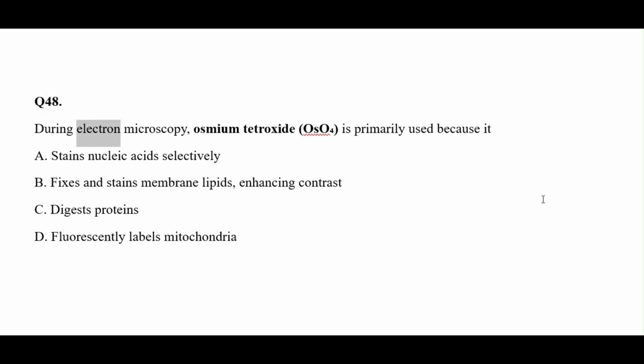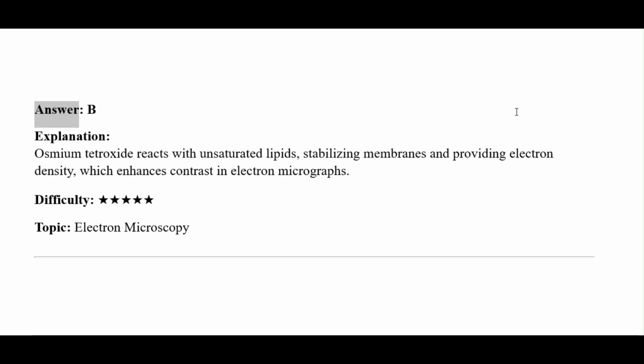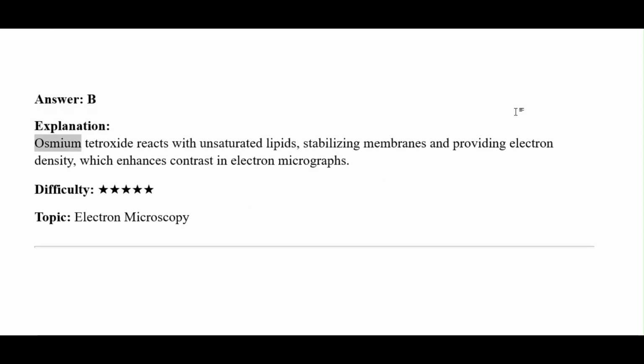Q48. During electron microscopy, osmium tetroxide, OsO4, is primarily used because it A. Stains nucleic acids selectively. B. Fixes and stains membrane lipids, enhancing contrast. C. Digests proteins. D. Fluorescently labels mitochondria. Answer: B. Explanation. Osmium tetroxide reacts with unsaturated lipids, stabilizing membranes and providing electron density, which enhances contrast in electron micrographs. Difficulty. Topic: Electron microscopy.